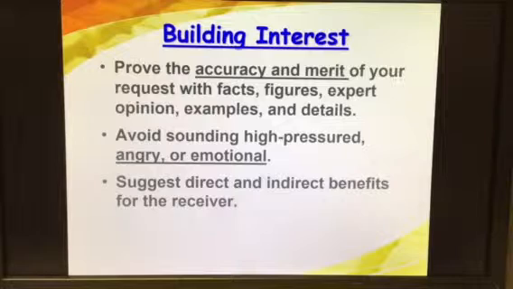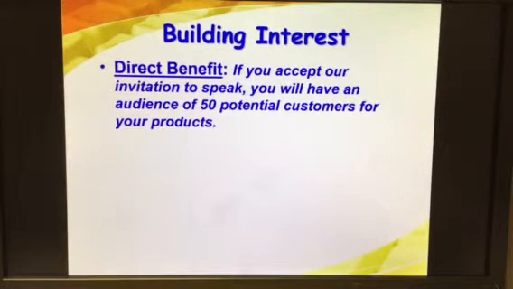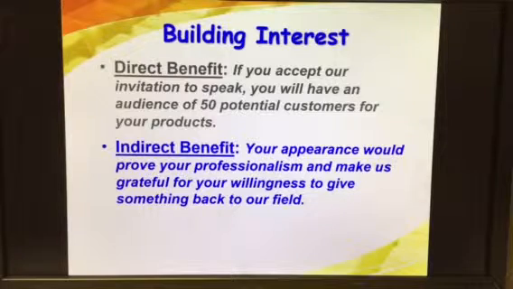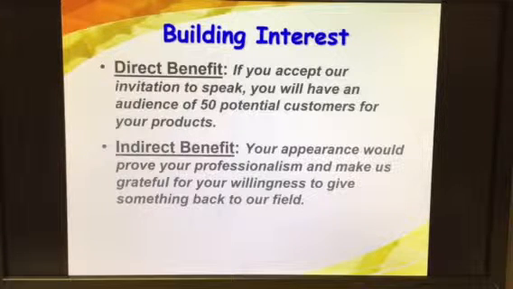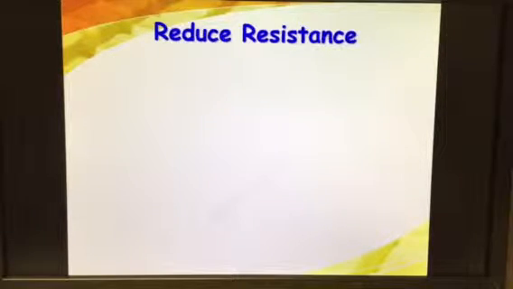Suggest direct and indirect benefits for the receiver. A direct benefit, for instance, in this case, you're apparently trying to get someone to come speak to a group. If you accept our invitation to speak, you'll have an audience of 50 potential customers for your products. See, there's an automatic, or let's say a short-term financial benefit for participating in this event. The indirect benefit, your appearance would prove your professionalism and make us grateful for your willingness to give something back to our field. In this case, the indirect benefit is something that is maybe further down the road, or something less tangible in the present. Let's go to the next one.